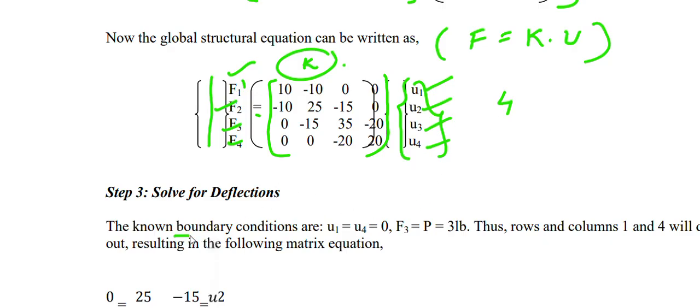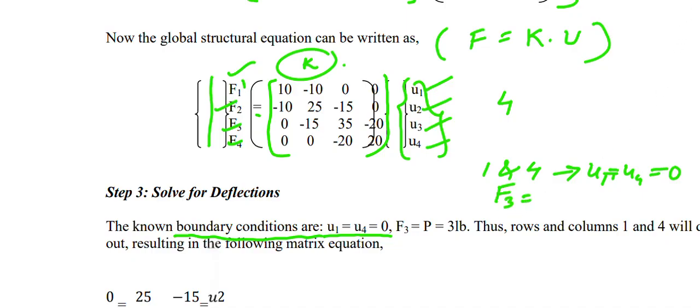This is very important to understand the boundary condition, because here, as already I said, 1 and 4 are fixed, so there the displacement u1 and u4 will be 0, right? So these two are taken here, and force is applied. Where it is applied? At node 3. How much is the value?